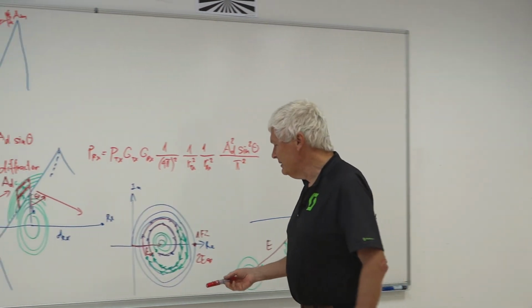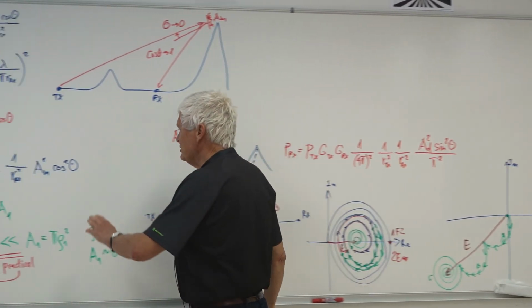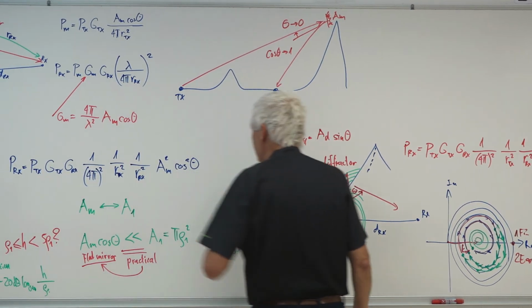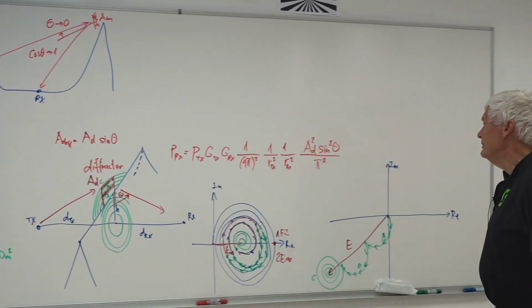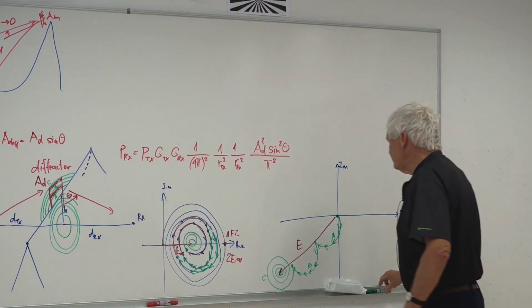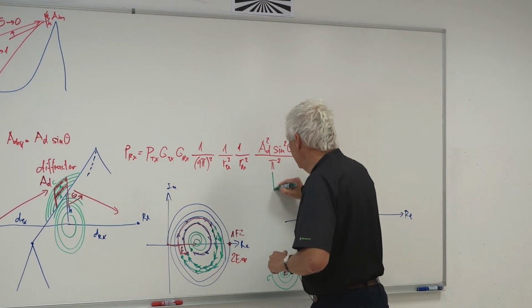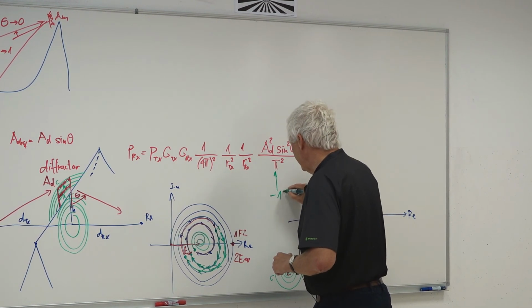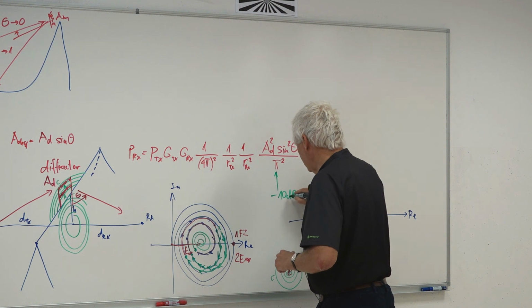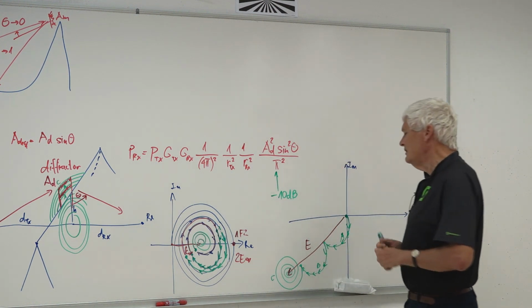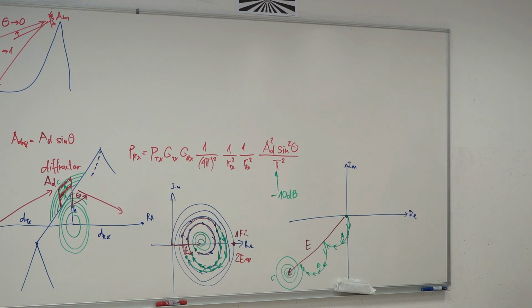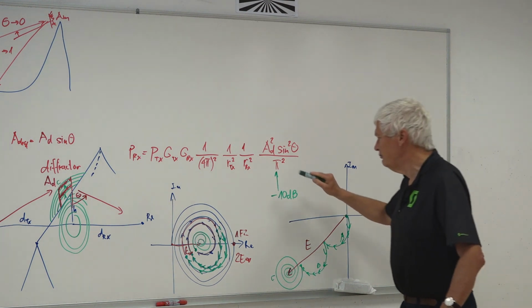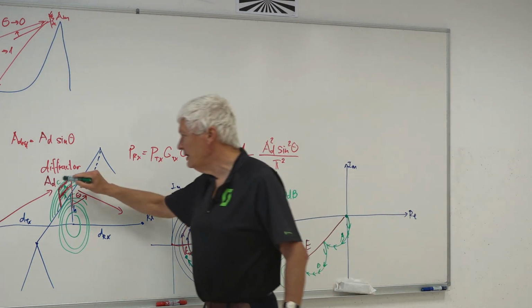So now we can make a direct comparison. What is the efficiency of the mirror compared to the efficiency of the diffractor? This factor of pi squared in the denominator, this is minus 10 dB. Of course, the Fresnel lens is 10 dB less efficient than the dielectric lens. This is already a negative point for the diffractor.